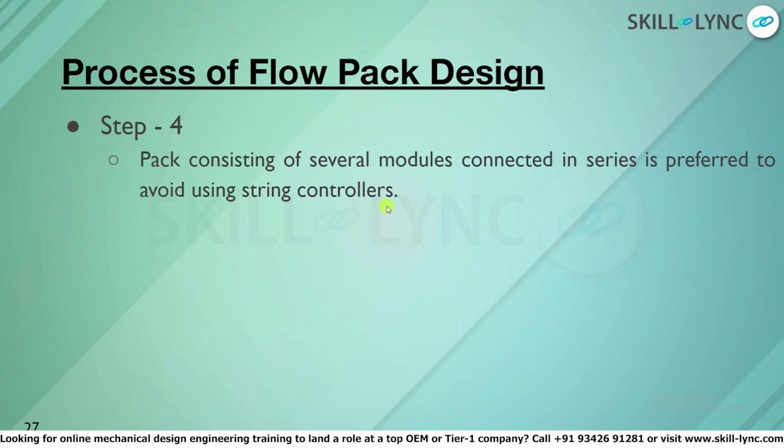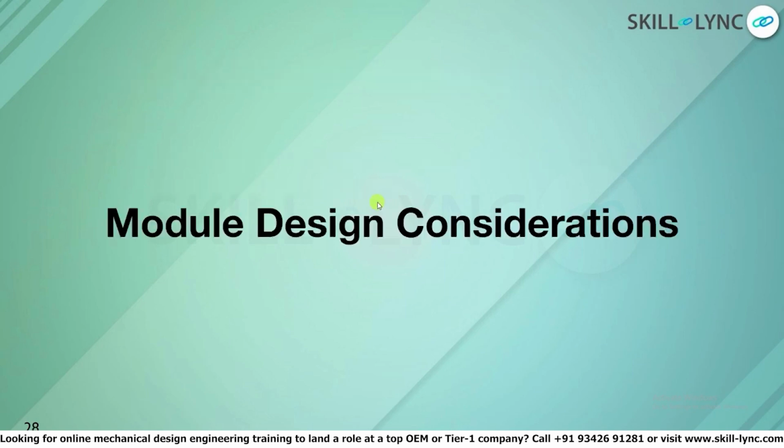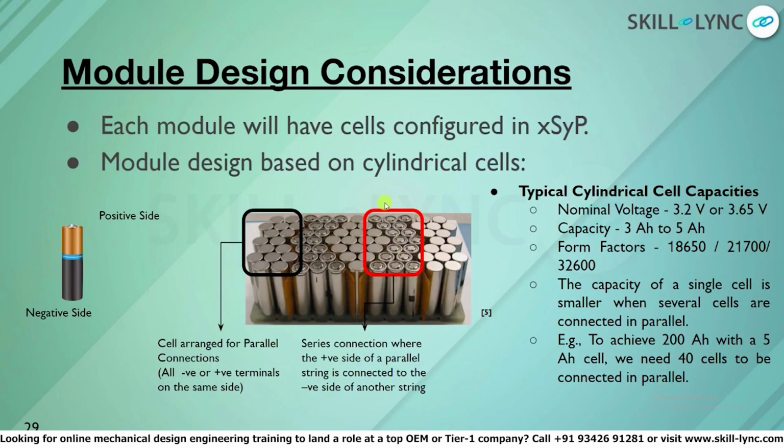Now we'll go back a little bit into module design considerations. Here we'll understand, since we have 3 different form factors, cylindrical, pouch and prismatic cell, which are arranged in series and parallel combinations, we'll try to understand what each of them has. The first one is for cylindrical cells.